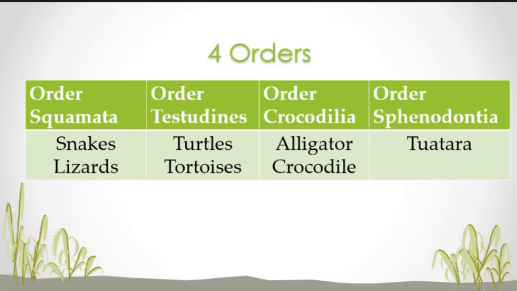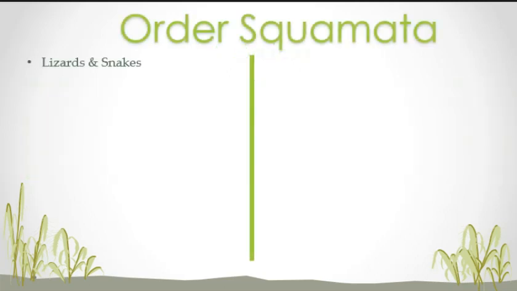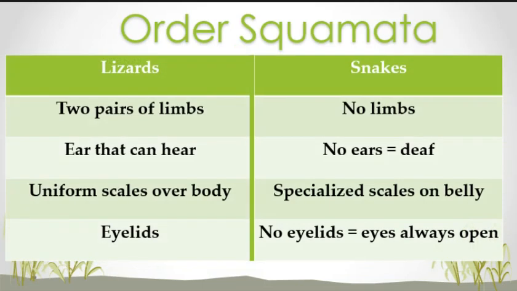So now I believe we're going to go into each one of these and talk about it. So order Squamata, lizards and snakes. What's the difference between lizards and snakes? Lizards have two pair of limbs. Snakes have no limbs. Remember the curse, right? On your belly you shall go.